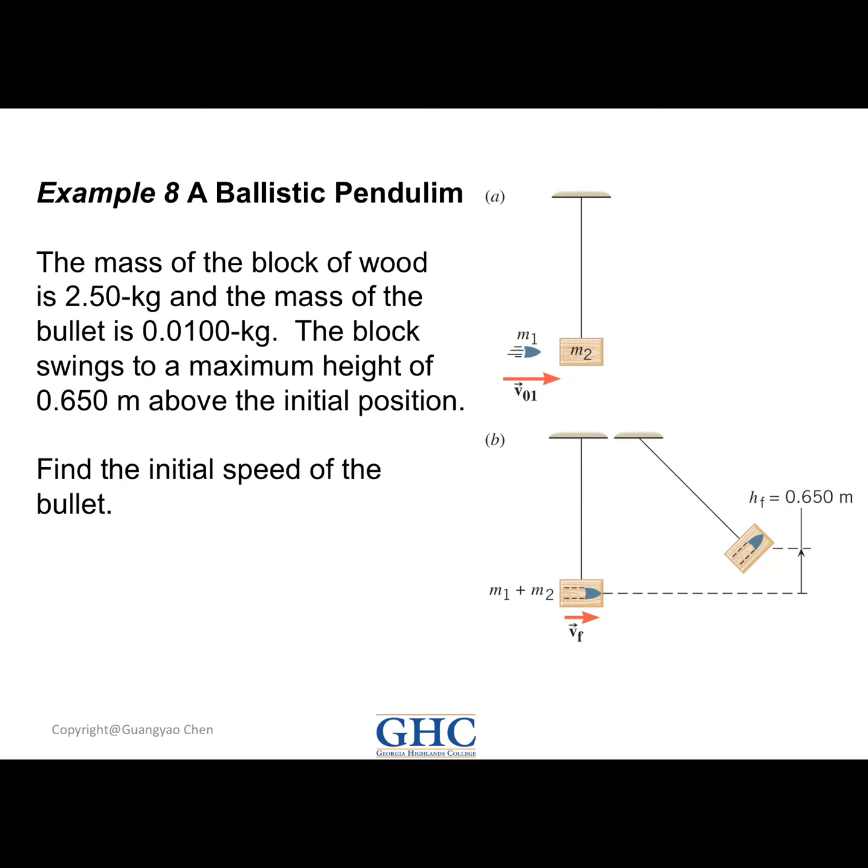Okay. Now the classic ballistic pendulum problem. So you have a bullet struck into the block, and after the bullet is embedded into the block, they will swing up together to a height. So using the information, we know the mass of the block, the mass of the bullet, we know how high the block is going to swing up. We want to find out what's the initial velocity of the bullet.